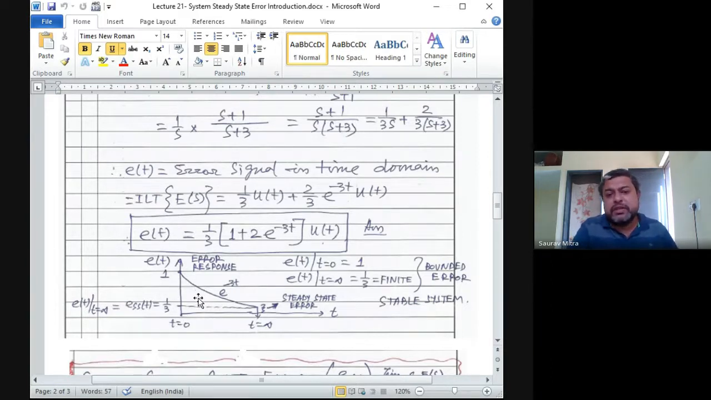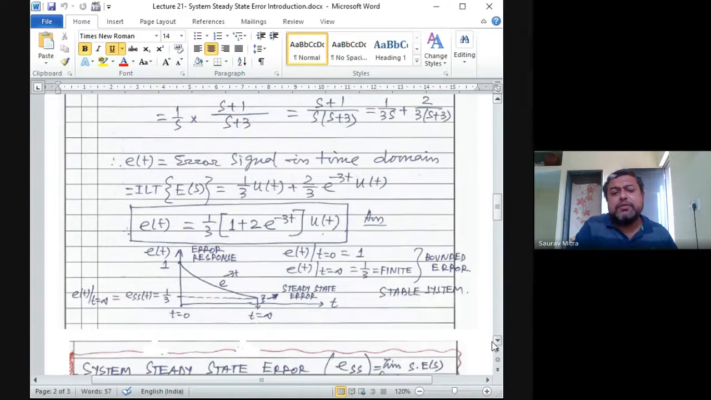Why is it so? This graph is having two parts. One is 1 by 3, that is the steady error, and the second one is 2 by 3 into e raised to minus 3t, and this is the exponential part. At t tends to infinity, the overall error becomes 1 by 3. So error initially is very high, and with respect to time this error keeps on reducing. So this is actually the graph of error, but generally we find the graph of output.